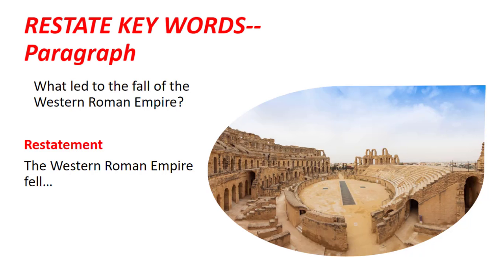Maybe we have a question like, what led to the fall of the Western Roman Empire? The restatement will take some of those words and put them in the beginning of the sentence. The Western Roman Empire fell. Notice that we've changed the form of the word here, fall to fell, and we've changed the order and haven't used all of the words. Some students get confused and think that the restatement is simply writing out the question again, but it's not. We're changing the question into the start of an answer.